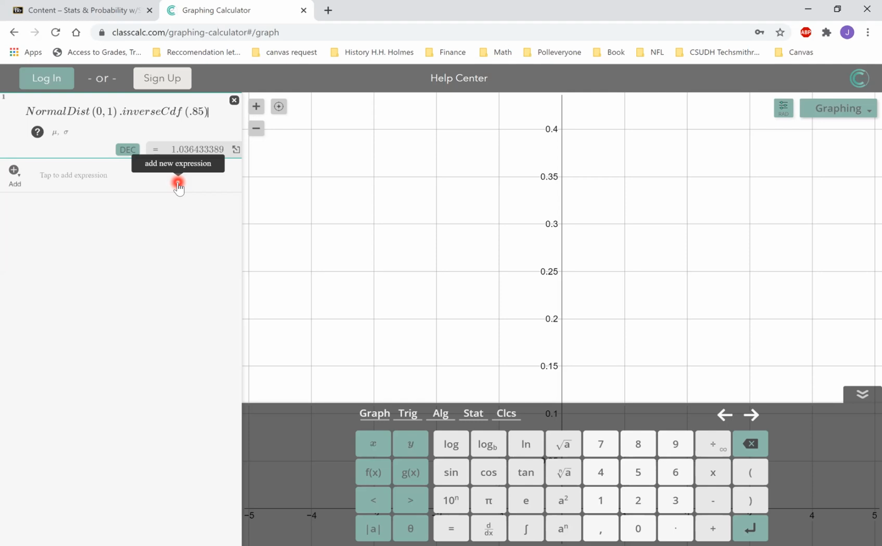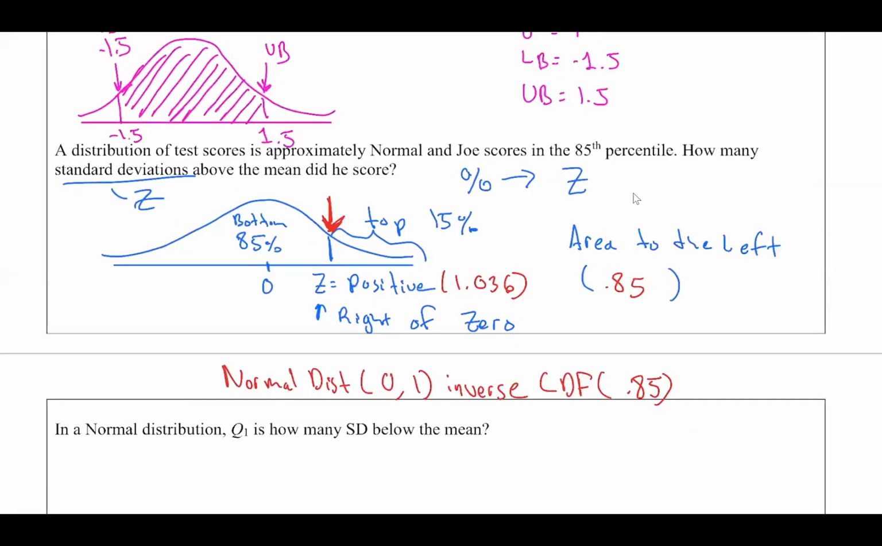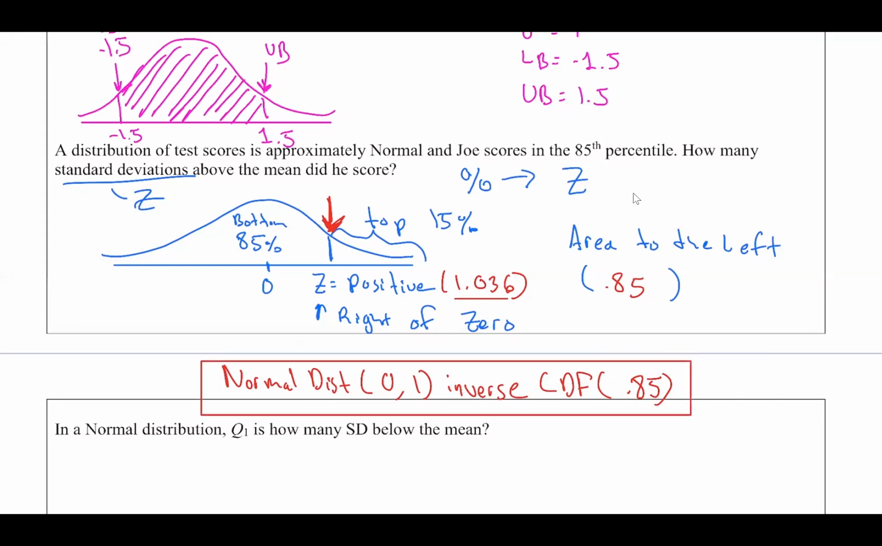And that's how you get the Z value. Any question on how we got that Z value? All right, no question. So let's go back to my notes. If you look right over here, I put the answer right here. It says Z is equal to 1.036. I also put how you enter it into class calc, in case you forget. You can just look right here, and hopefully you can figure out how to enter that into class calc. Any question in regard to that first problem?